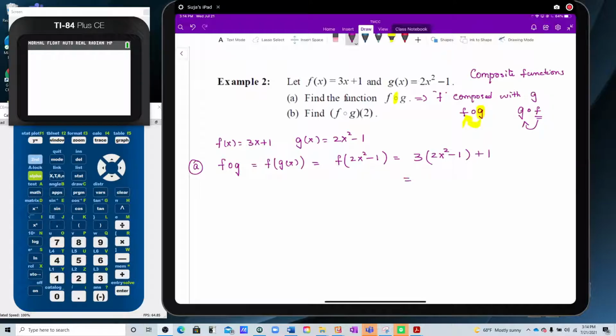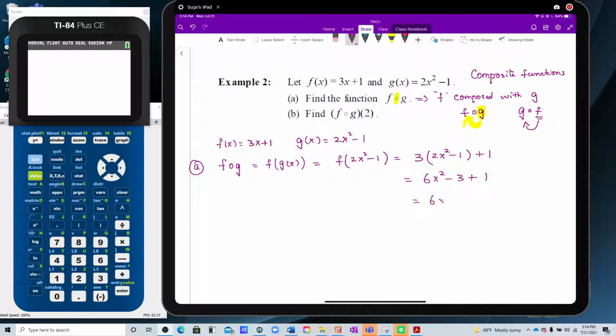So I go simplify this. This would be 6x squared minus 3 plus 1, or it's 6x squared minus 2. And this is the composed function for f composed with g. If I'm doing g composed with f, it will be a completely different answer that I would get. Okay. Now for part B of the problem, there are two ways I can do it.